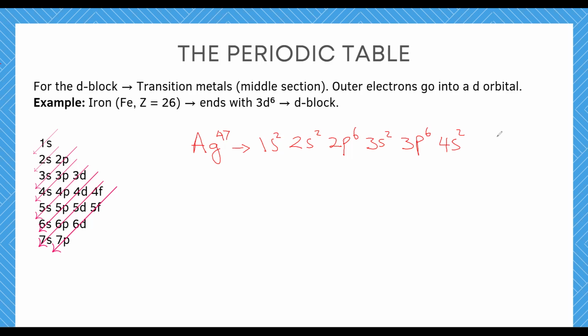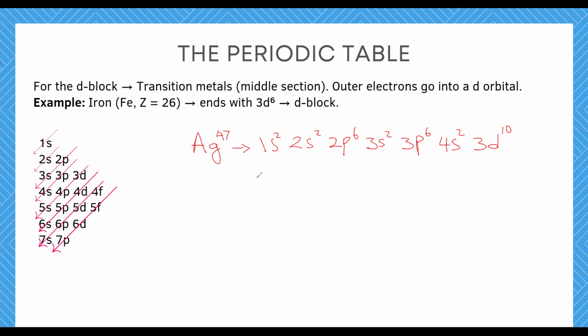Then 3d10. Good. Remember, the d subshell can host 10 electrons. So 3d10. How many are we now? 30. Good. So how many are remaining? 17. Good. Make sure you don't lose the number of electrons you have left so that you don't make a mistake. So after 3d10, what are we moving on to now?